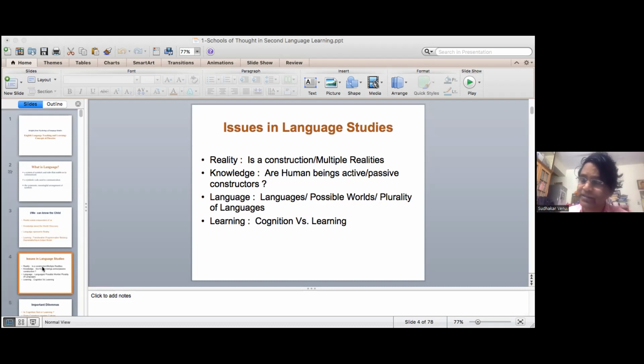This is an important question which philosophers have been debating, even today. This is a very, very classical and very live question. Is reality multiple? Is reality just a linguistic construction or something else? Then the question comes, which are related to epistemological, knowledge-related questions.